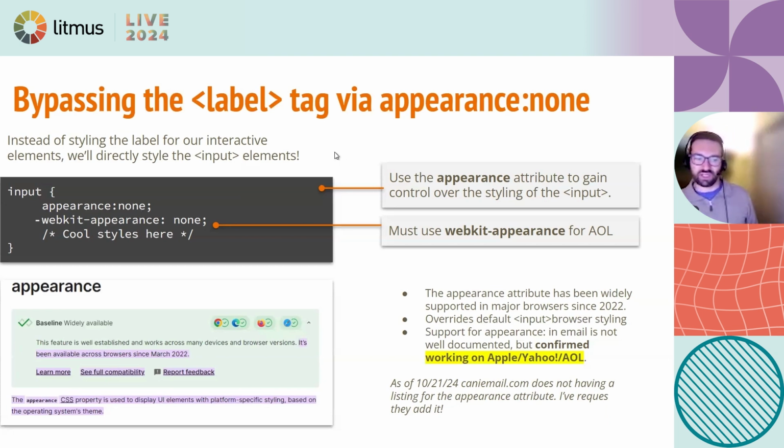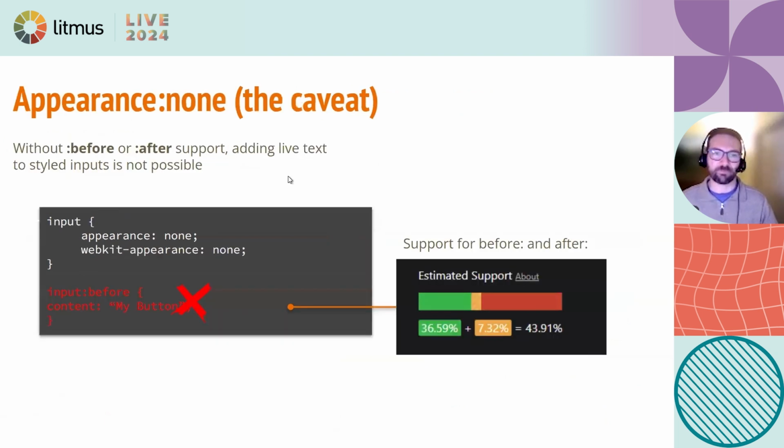As of this presentation date, caniemail.com doesn't have the appearance attribute on it. I've actually gone in and requested they add it for us, so that as we're all doing our cool interactive emails, we can reference it and see what inboxes it's supported on.